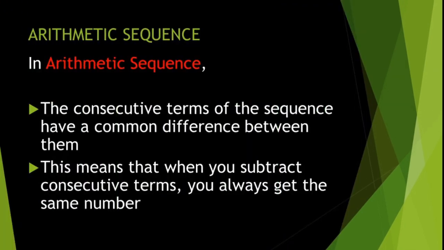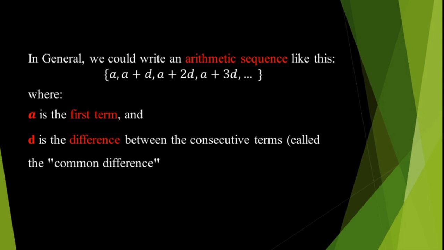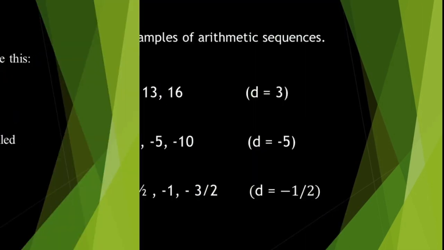Now in arithmetic sequences, the consecutive terms of the sequence have a common difference between them. That is, whenever you subtract two consecutive terms, you will always get the same number. So, we could write an arithmetic sequence like a, a plus d, a plus 2d, and so on, where a is the first term and d is the difference between the consecutive terms. This d is called the common difference.